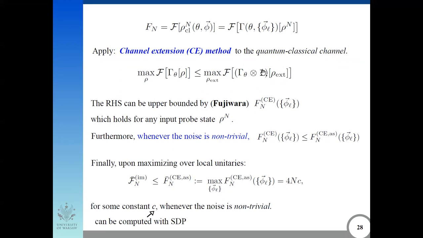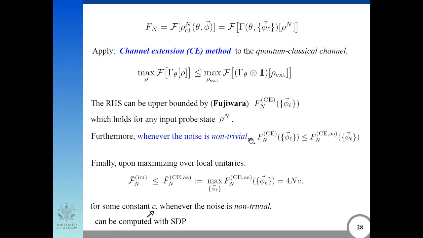And then on the right-hand side, there are well-known bounds, for example by Fujiwara, made more explicit by Demkowicz-Dobrzański, that we will recall as the channel extension bound, which holds for any input probe state rho n. Furthermore, when the noise is non-trivial, as I said, there are really some mixings going on, and you can show that this bound is even further limited by another bound, which I put AS for asymptotic. It has some meaning, but just keep it as AS for now.